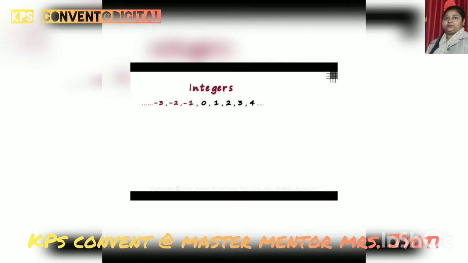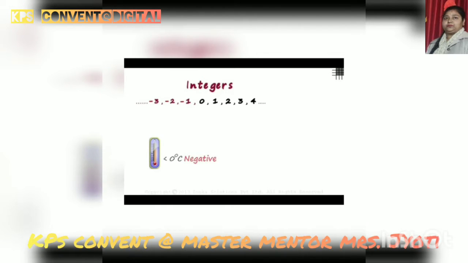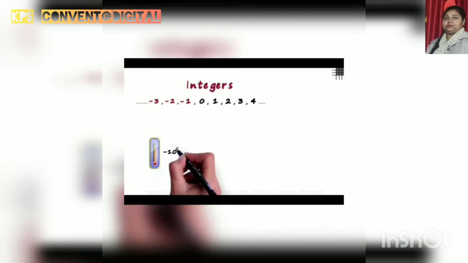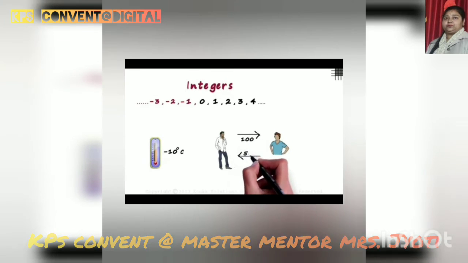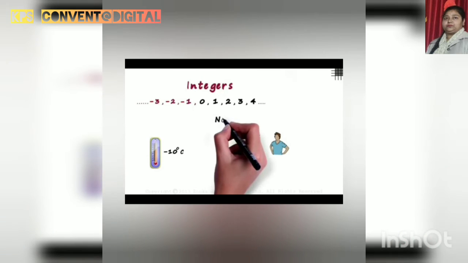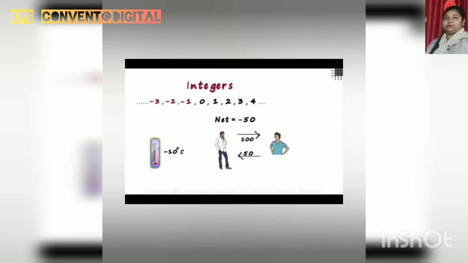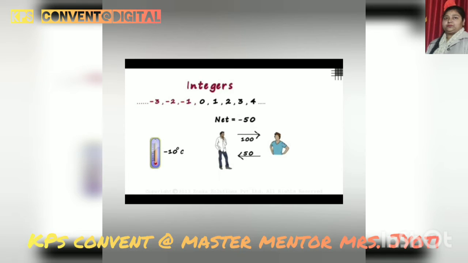Let's take an example. The most basic example would be temperature. The temperature can go below 0 degrees Celsius, and a temperature below 0 degrees is negative, like -10 degrees Celsius. Let us see a different example. Suppose you gave your friend 100 rupees and that friend returned just 50. What is the net amount you have now? The net amount you have is -50. But the minus sign tells us that you are in loss.